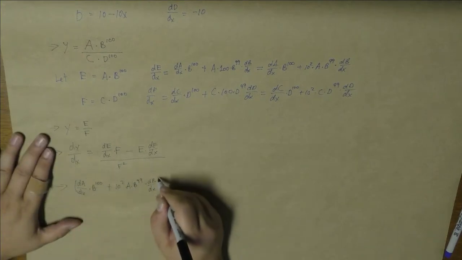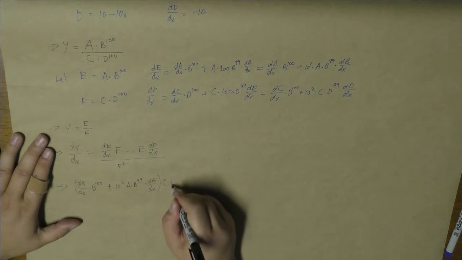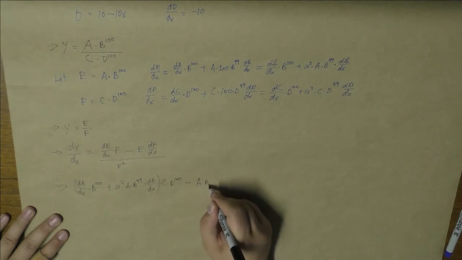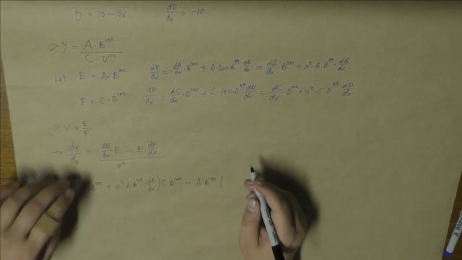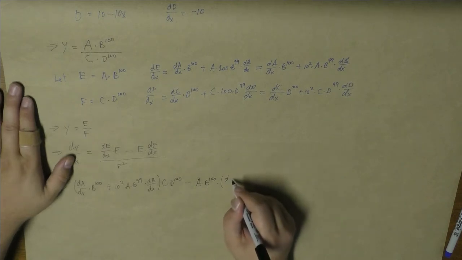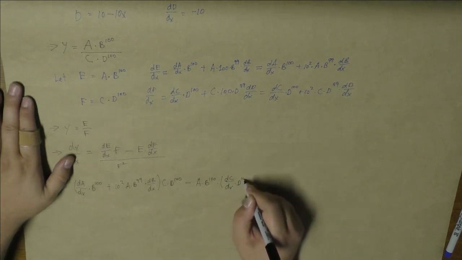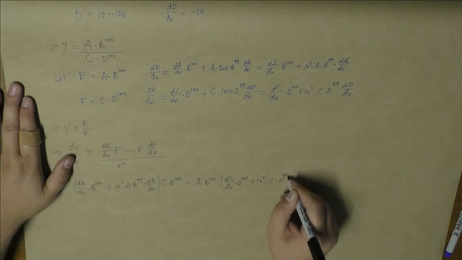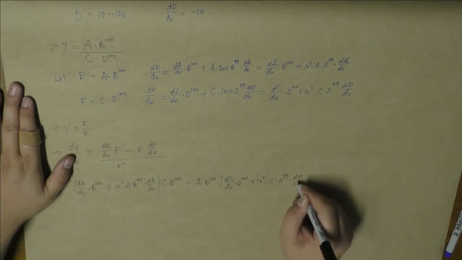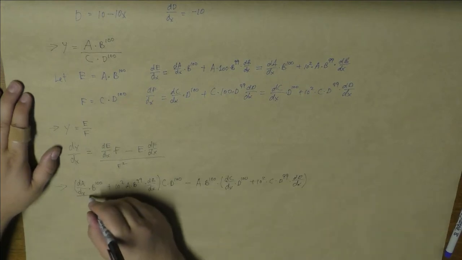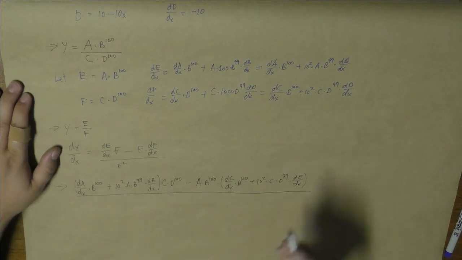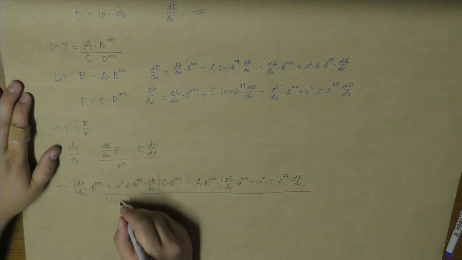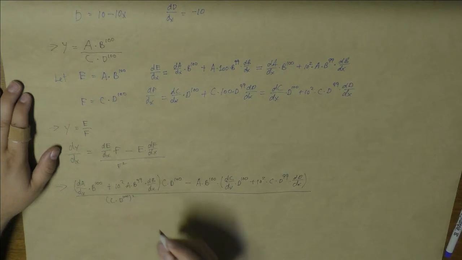And that is all times F, which is C times D to the 100. And we have to subtract E, which is A times B to the 100 times DF dx, which is DC dx times D to the 100 plus 10 squared times C times D to the 99 times DD dx. And this is all over F squared, so that's C times D to the 100 squared.